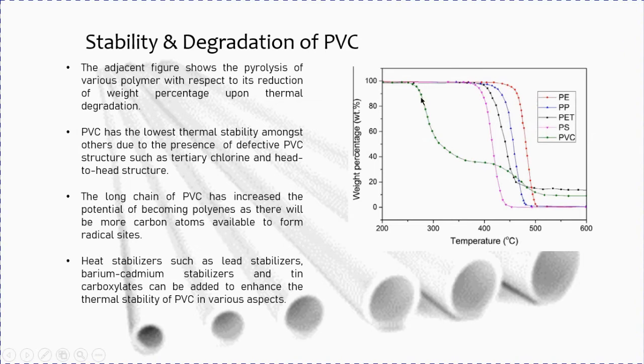PVC has the lowest thermal stability among the others, due to the presence of defective PVC structures, such as tertiary chlorine and head-to-head structure. The long chain of PVC increases the potential of becoming polyenes, as there will be more carbon atoms available to form radical sites. Heat stabilizers such as lead, barium, cadmium, and tin carboxylates can be added.